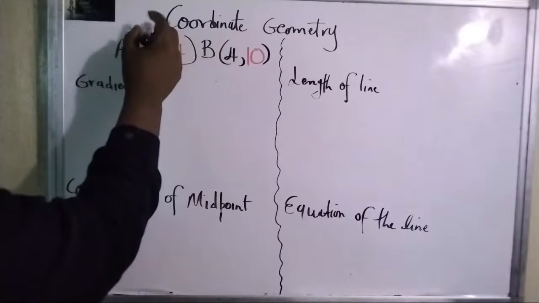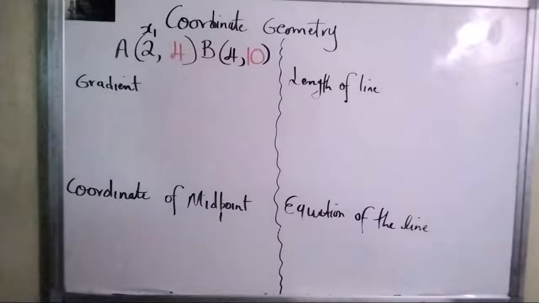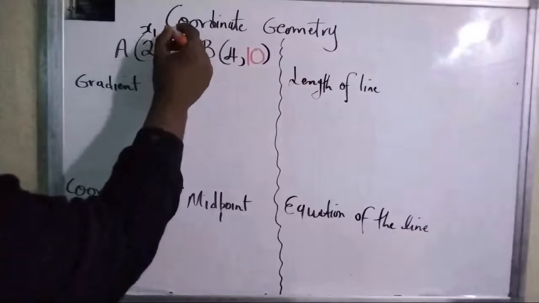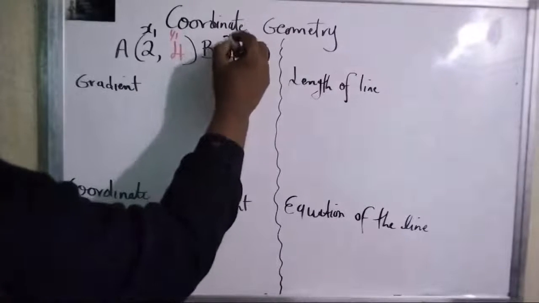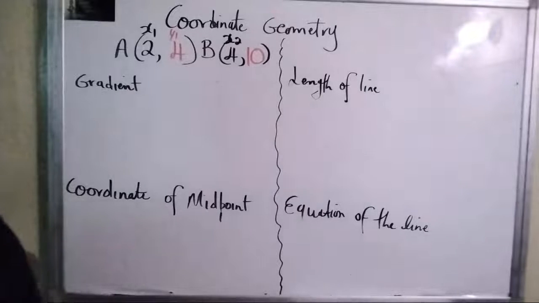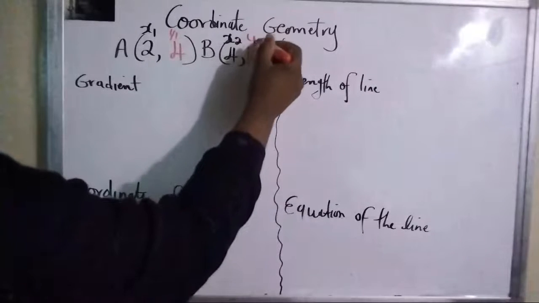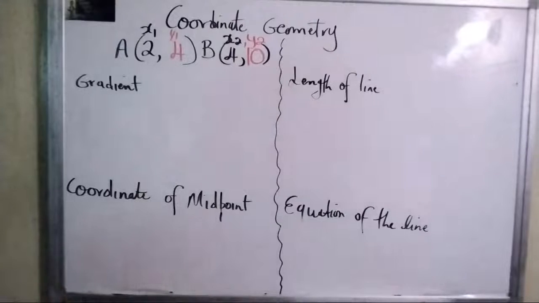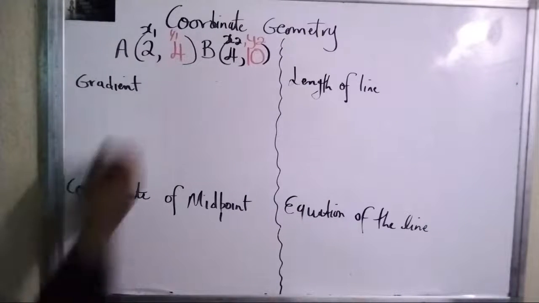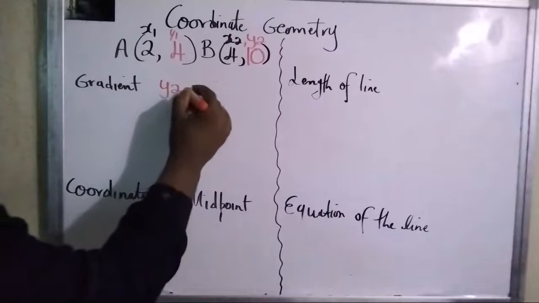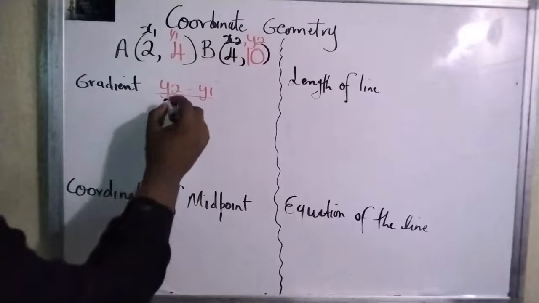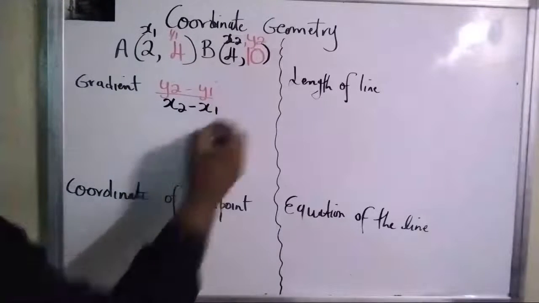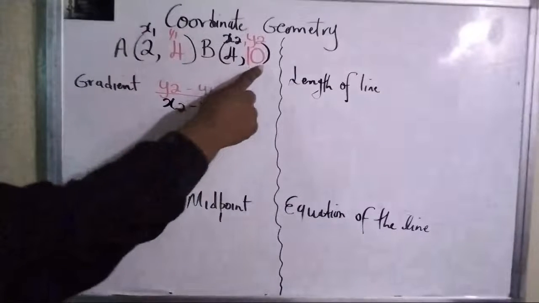We can call this one x1 and y1, and we're gonna call the other x2 and y2, just to differentiate between both of them. Now we have that out of the way. The gradient is basically the slope, so it would be y2 minus y1 divided by x2 minus x1.